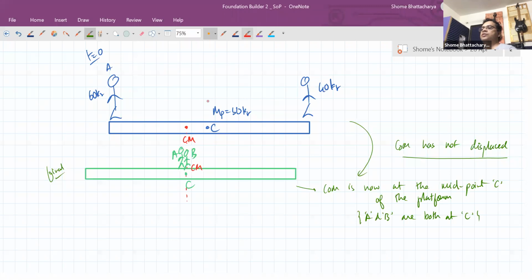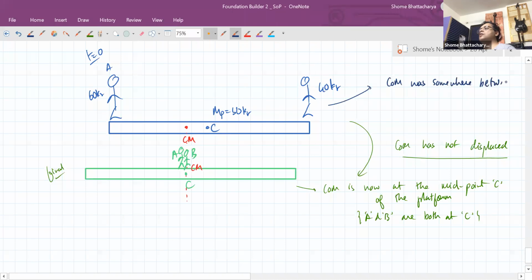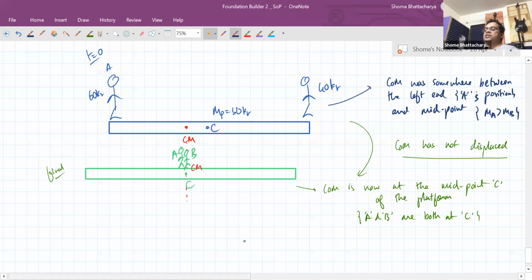Whereas in this diagram, where was the center of mass? In the initial situation, the center of mass was somewhere between the left end where A is standing, A's position, and the midpoint, because the mass of A is greater than the mass of B. But between this and this, the center of mass has not moved.